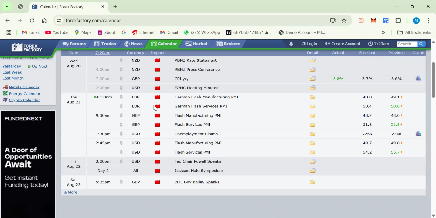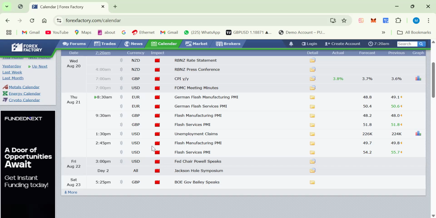By 8:30, we are having news on Euro, 9:30, we're having on pounds, 1:30 we are having on dollar, 2:45 also we're having on US dollar. And for US dollar from 1:30, we're having unemployment claims. So this is just like the benefits that's being paid to unemployed workers in US, or unemployed people, sorry.